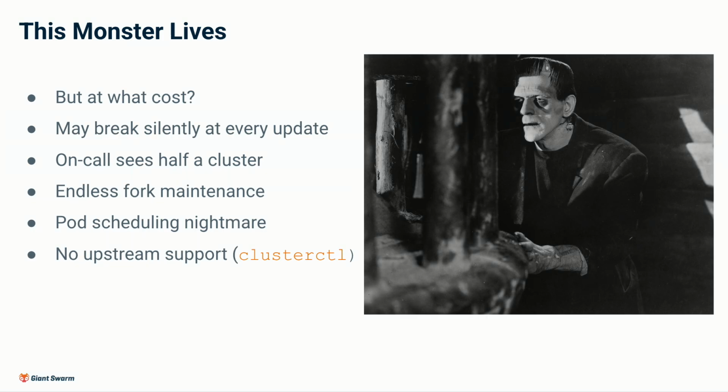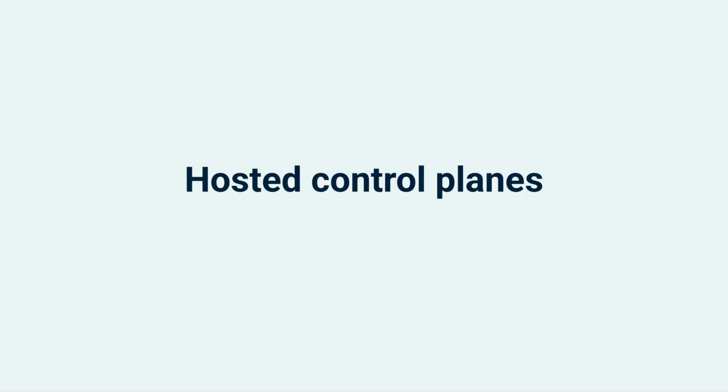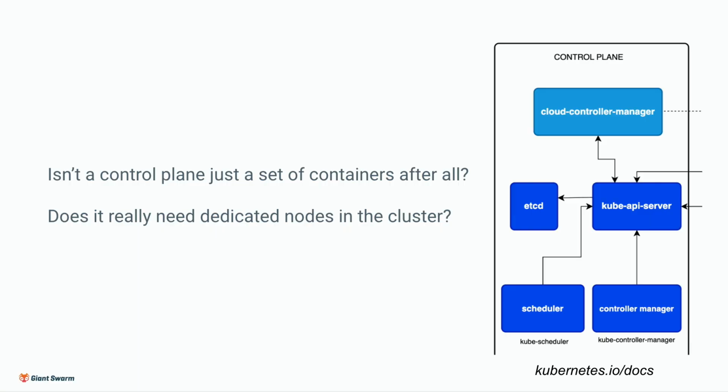and we don't have any upstream support, and cannot use clusterctl. So we actually have a Frankenstein cluster, in the sense that it is alive, but it's also not production ready, right? It's not a person. So we had to find something else. Yeah, and this is where hosted control planes are pretty interesting in our case.